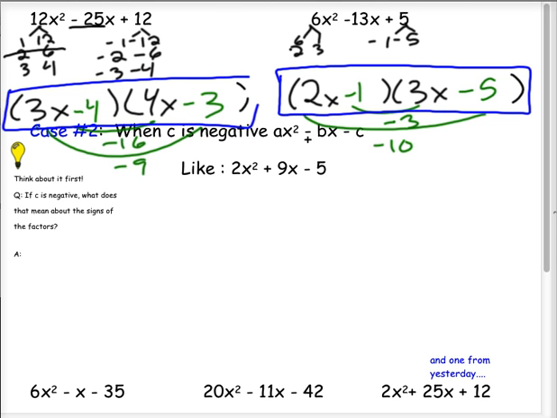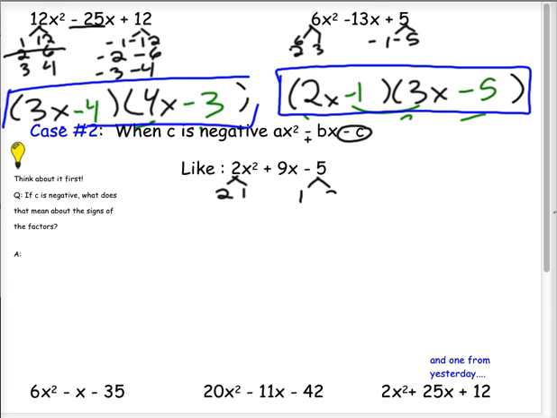All right, so that's what it looks like when C is positive and B is negative. Now, this next section right here, this is taking a look at what happens when C is negative. So when that C value is negative, that's telling us we're looking for a positive number and a negative number. So let's take a look at what that looks like. So this 2, we're going to break down just like we did before. We're going to break down that 5 just like we were before.